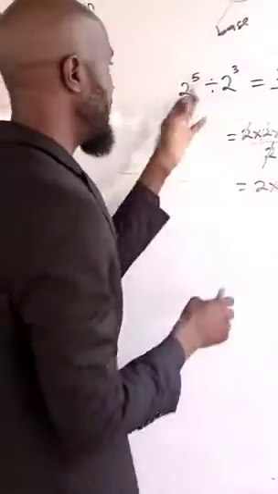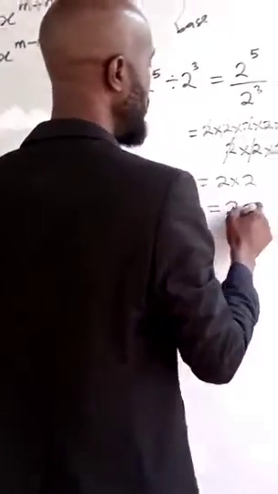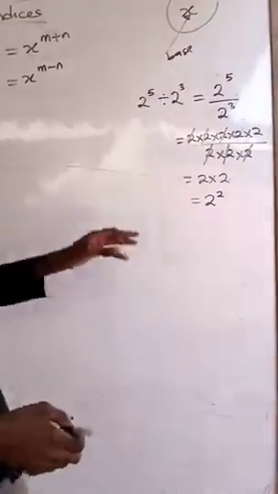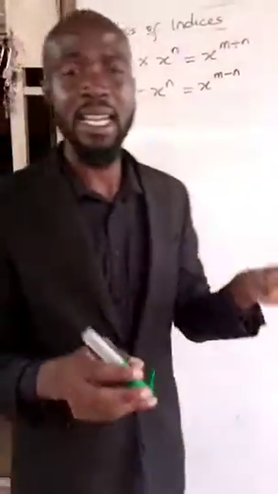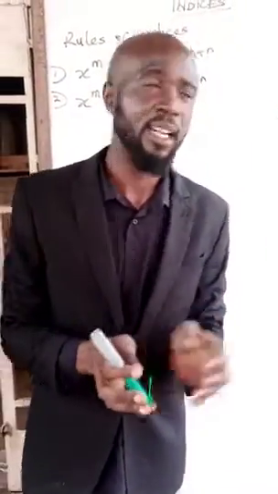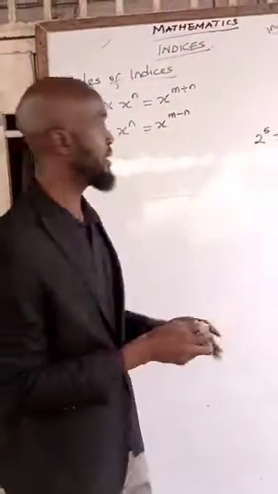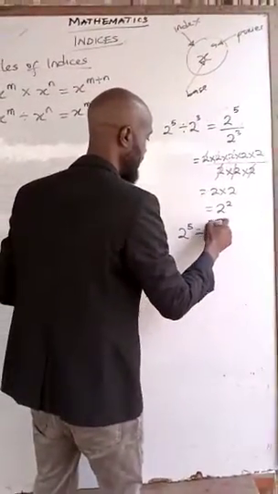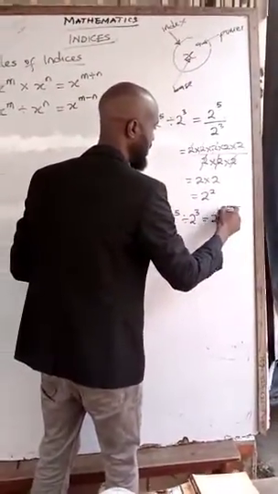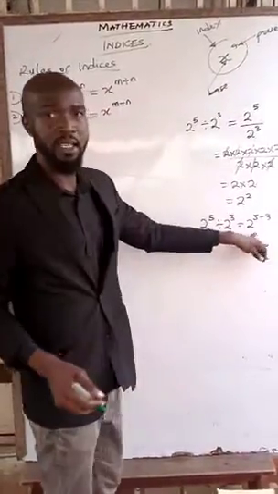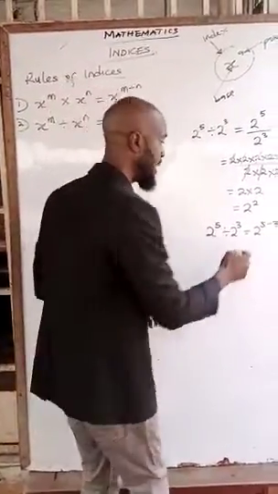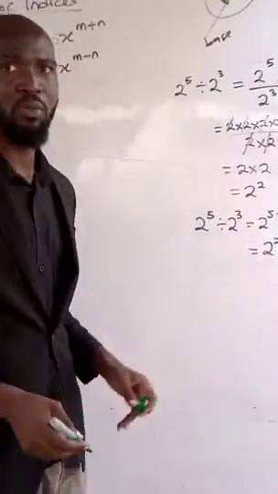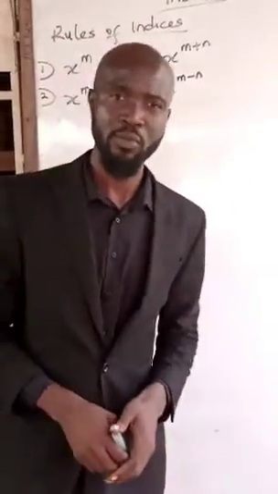So that means the final answer to this is 2 raised to power 2. Now if we follow what this rule is saying, that if you have two indices dividing each other and you notice that the bases are the same, the rule says take one of the bases, then subtract the powers. So we have 5 minus 3, that's 2, and that's still 2 raised to power 2. So that's rule 2 for you.